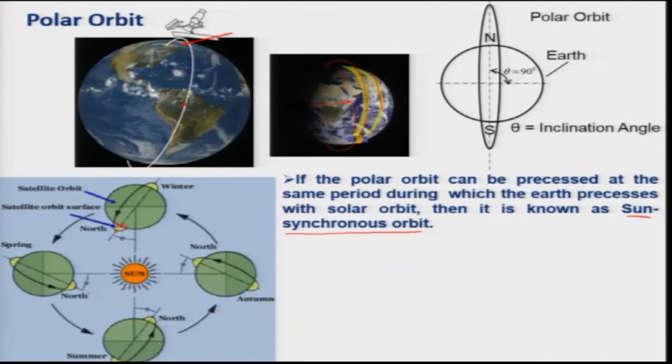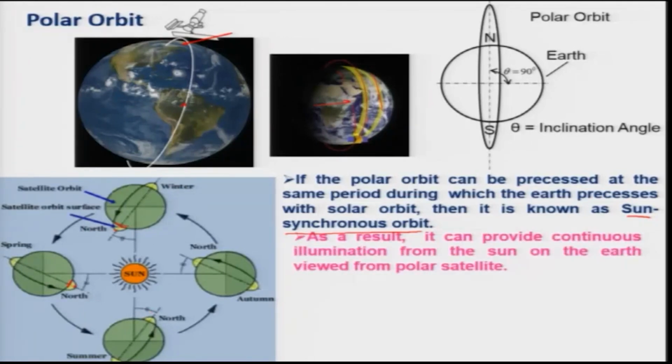Of course, as it is moving along the Earth, this is the winter season, this may be the spring season, but again the satellite will be looking at the Earth here, illuminated by the sun, and throughout the year it will be like that. So whenever the satellite is looking at the Earth, the Earth is illuminated by the sun. That is the beauty of sun synchronous. As a result, it can provide continuous illumination from the sun on the Earth as viewed from the sun synchronous polar satellite. This is a special kind of polar satellite.